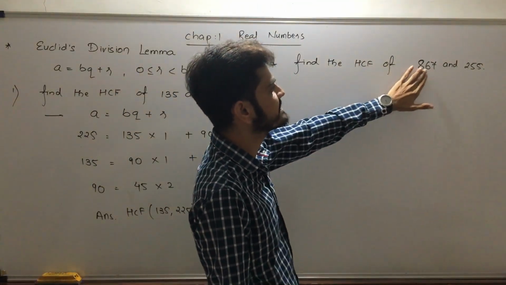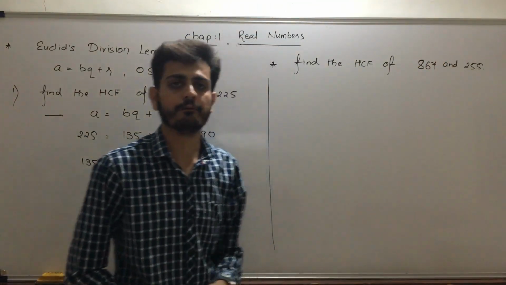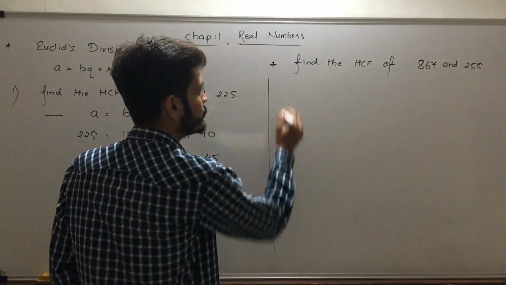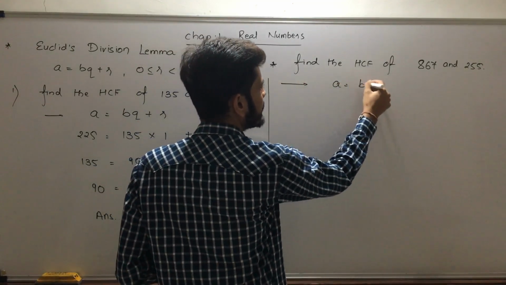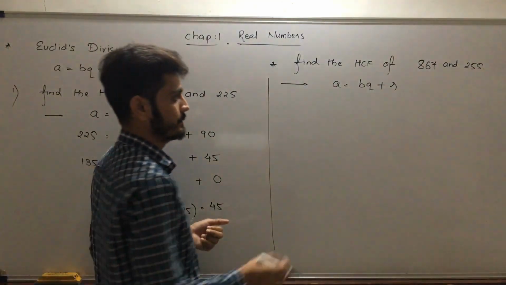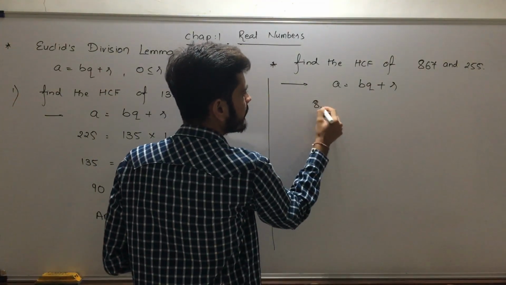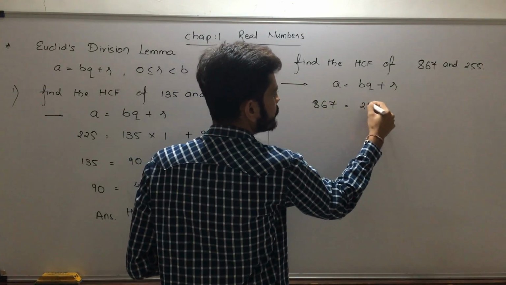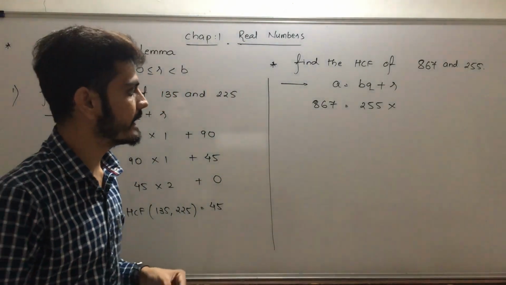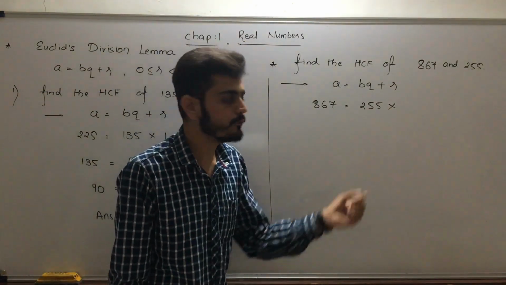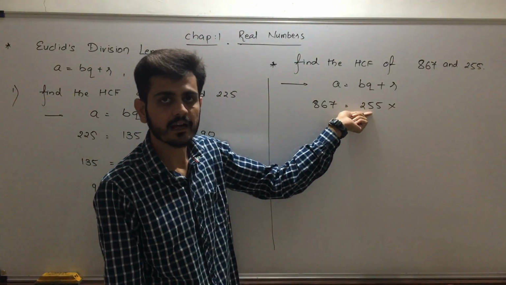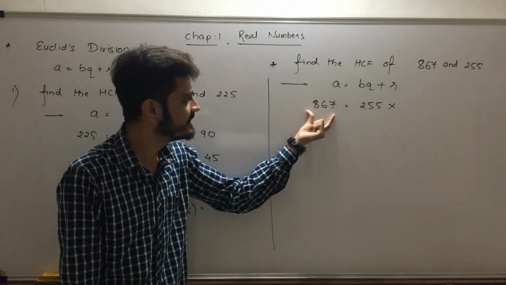Again the two numbers are 867 and 255. Find the HCF using Euclid's division lemma, right? So again Euclid's division lemma, a equals b q plus r. Again a is the greater number and b is the smaller number. So let's start. 867 is now divided by 255. Keep in mind the table of 255. So 255 times 3 is 765, and 255 times 4 is 1020, which exceeds 867.